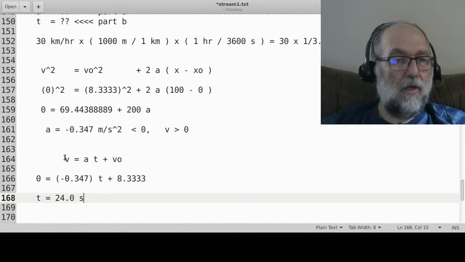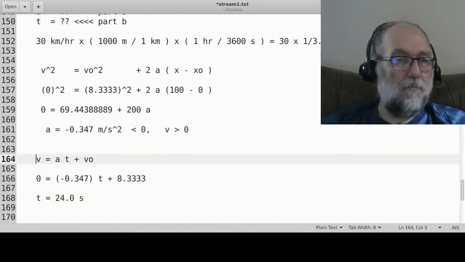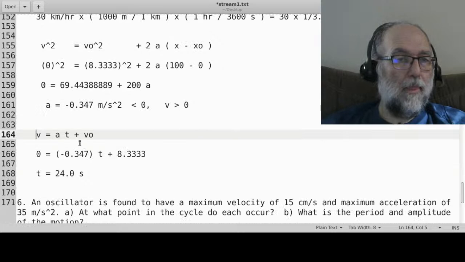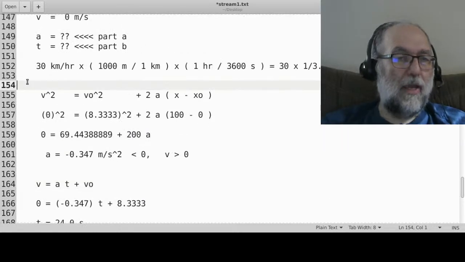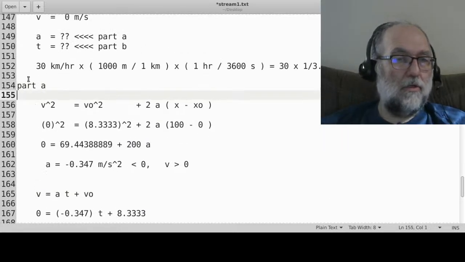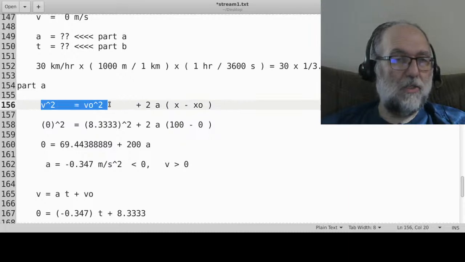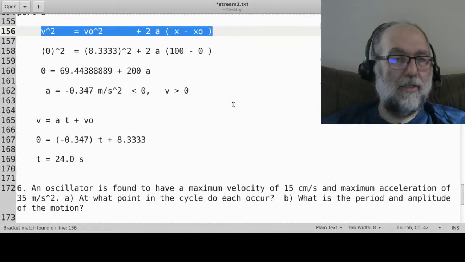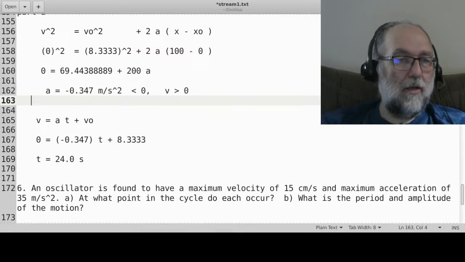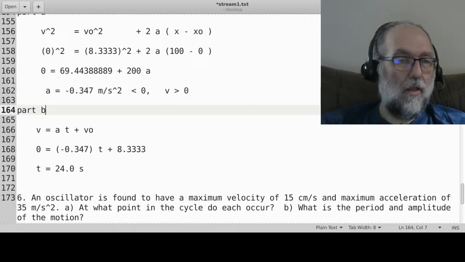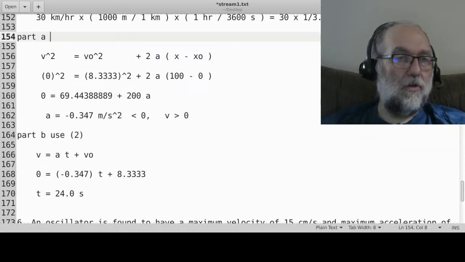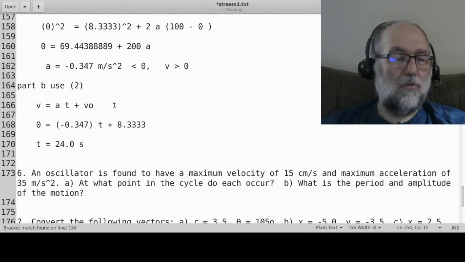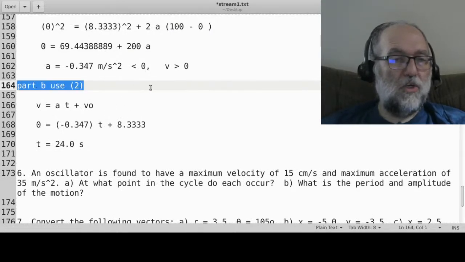For part B, we'll use equation 2. Okay, so maybe I could say part A here. We used v squared is equal to v naught squared plus 2a times (x minus x naught). And for part B, use equation 2 like that. And here, use equation 3. All right, so part A, we used equation 3. Part B, we'll use equation number 2.